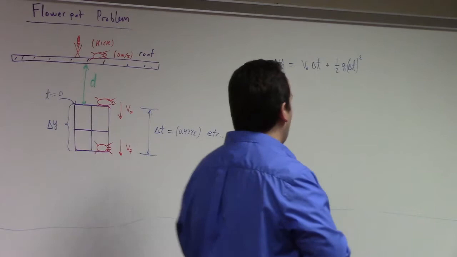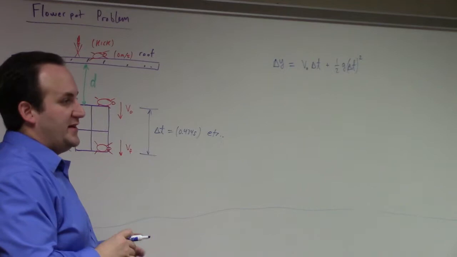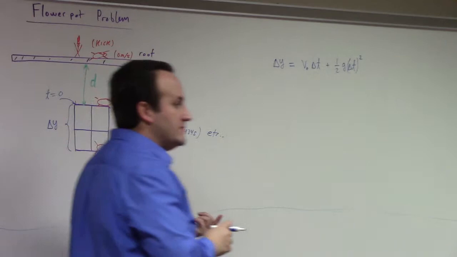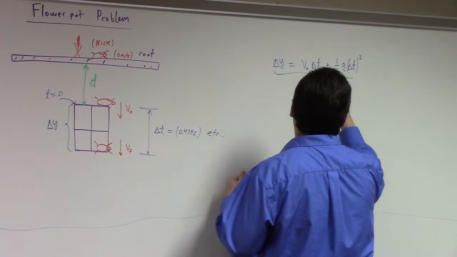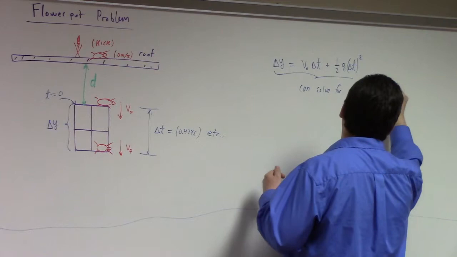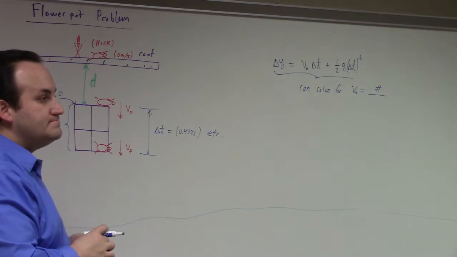Okay, but we're assuming that this is on Earth, so we know g is 9.8 meters per second squared. You're given delta y, you're given delta t, right? So you can solve this for v naught explicitly, as a number. One equation, the only unknown there is v naught. Then what?